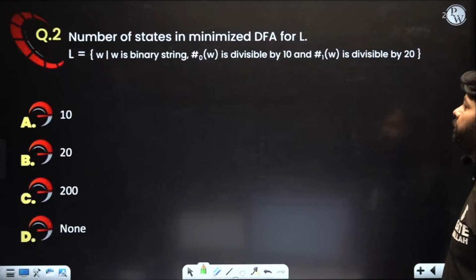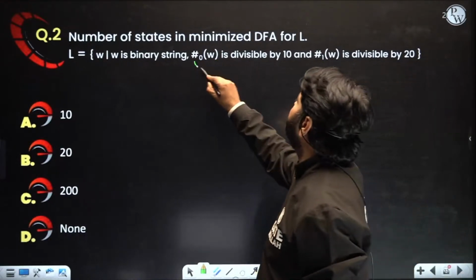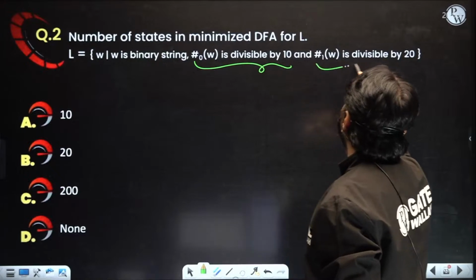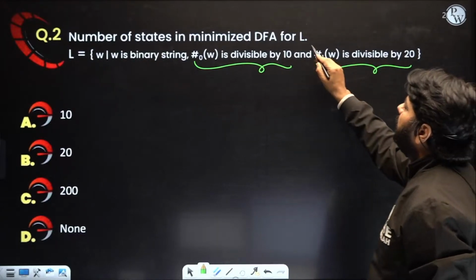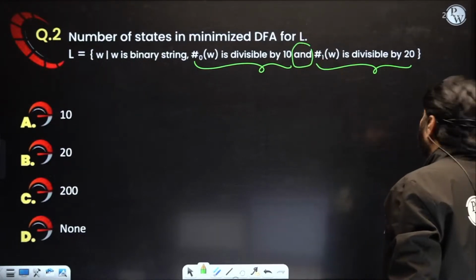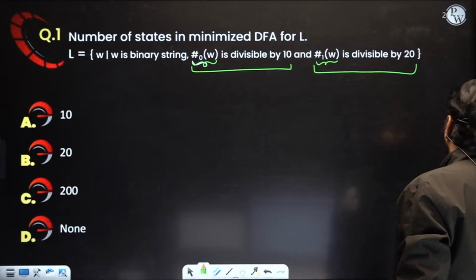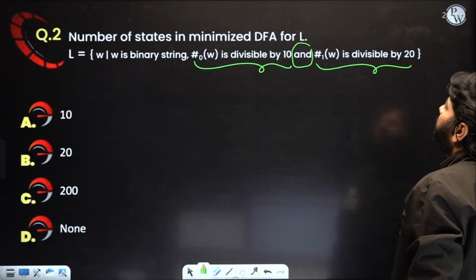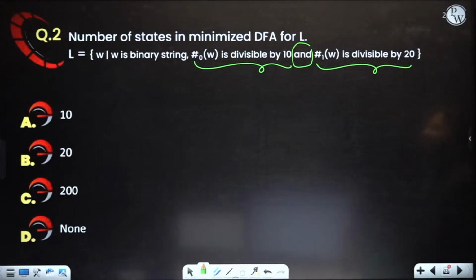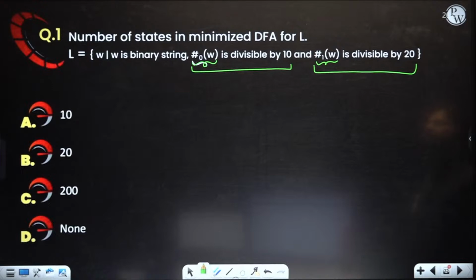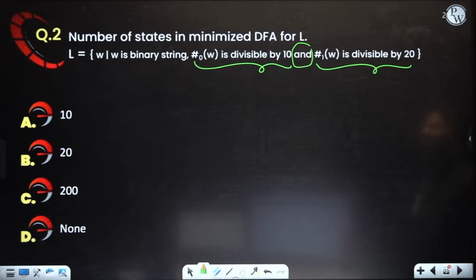But question 2: the number of zeros is divisible by 10 and the number of ones is divisible by 20. Here AND is there. Previously what was there? AND. Any difference in these two questions? Anyone identified? Zeros, ones, any difference? I can't see any difference.